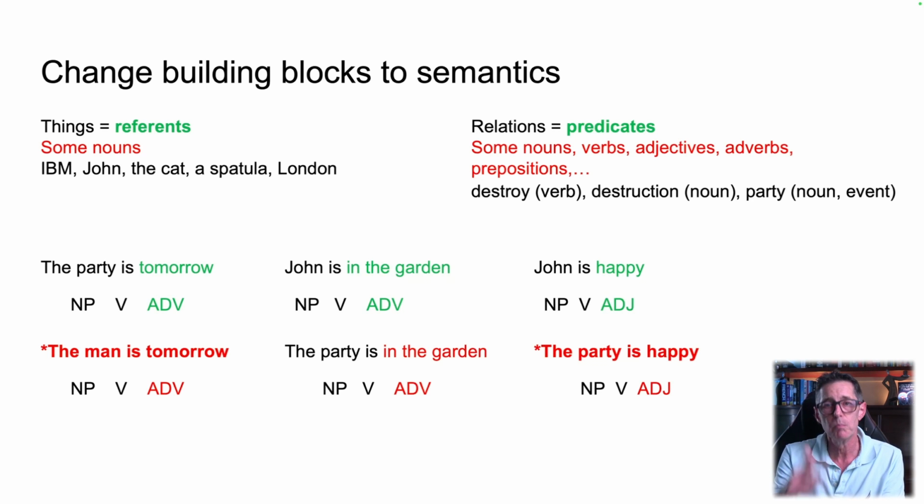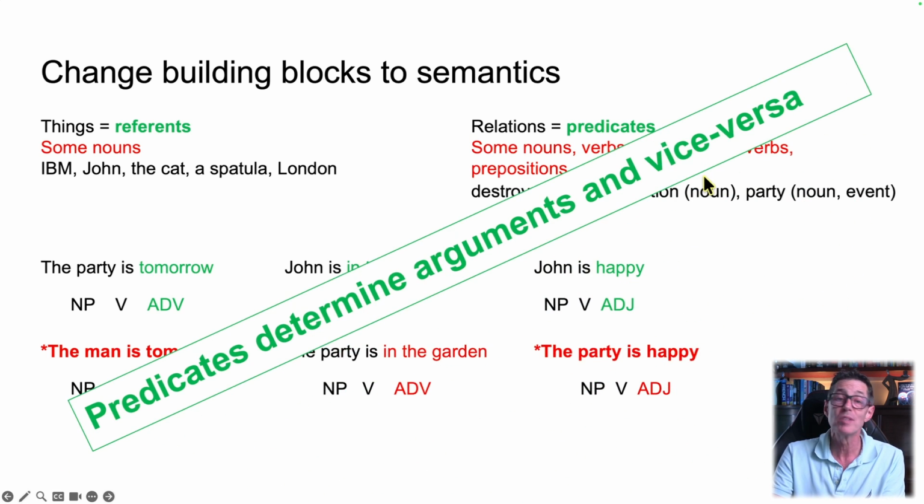So the meaning of one word determines the meaning of the other words in the sentence, and the other words in the sentence determine the meaning of that word. So that's how languages work. And there's the reason why the old parts of speech model isn't adequate. Predicates determine arguments and vice versa.